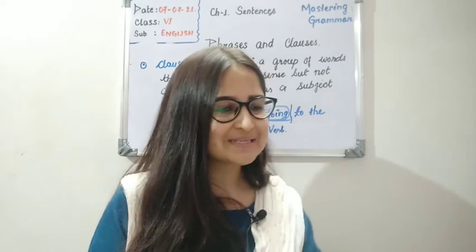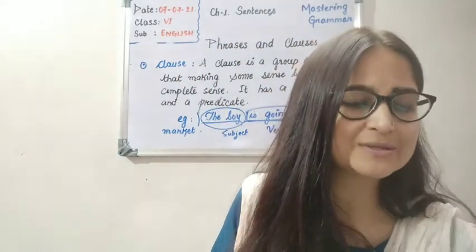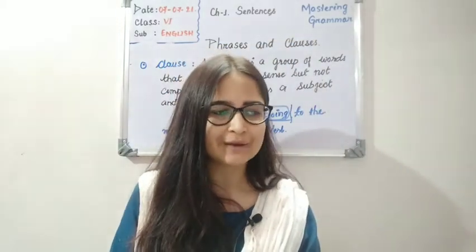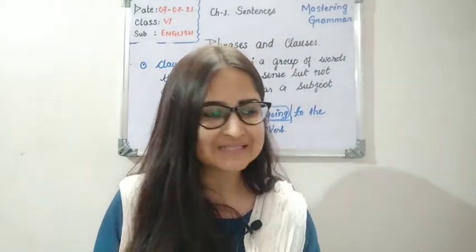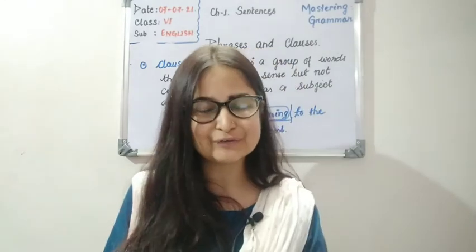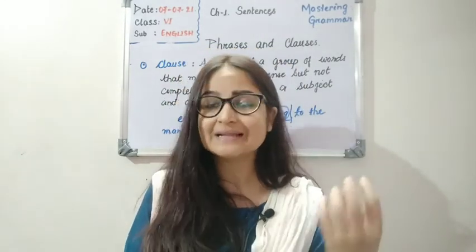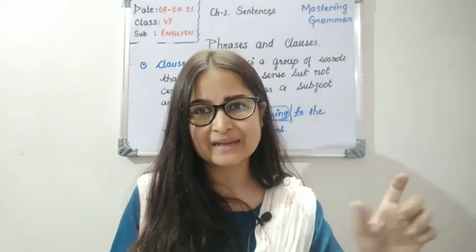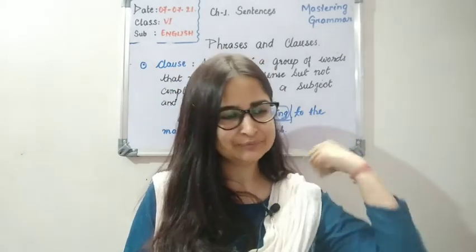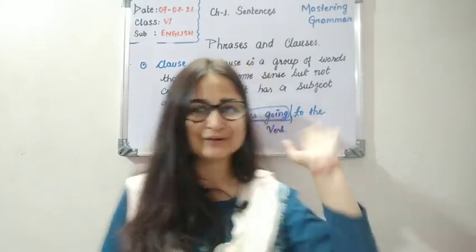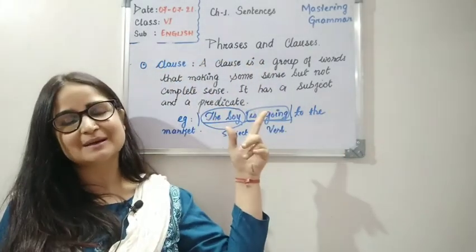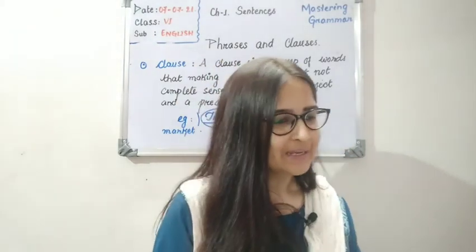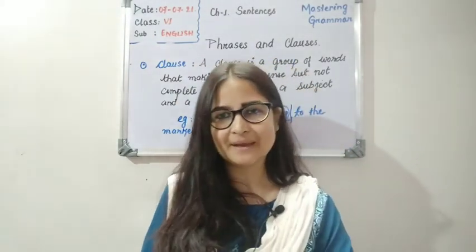Now, children, there are some features. A phrase does not convey complete sense. It does not have a verb and a subject. I told you this. It will obviously have some part of the predicate, but it will not have the verb. A clause has a subject and a verb. I showed you this. It should have a subject and it should have a verb, so that part is in the predicate only. It may or may not make complete sense.